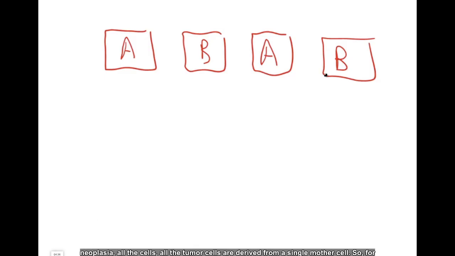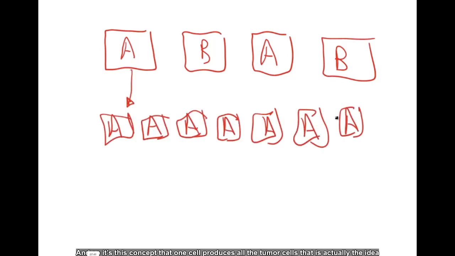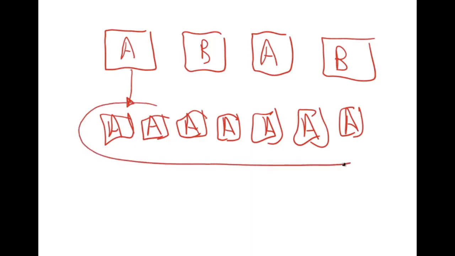Now, in the case of neoplasia, all the tumor cells are derived from one cell. That is actually the idea behind monoclonality, i.e., there is one mother cell that's producing all these baby cells, and a way by which we can prove monoclonality in a female would be to look at G6PD isoforms.